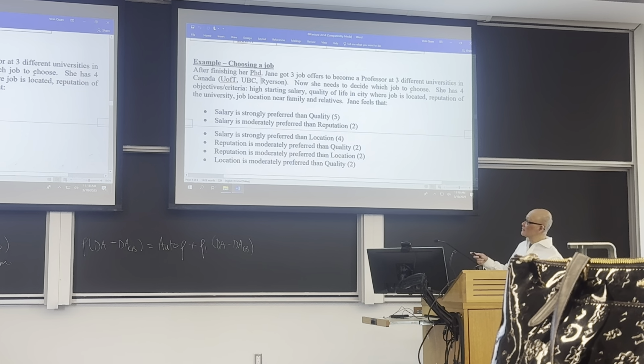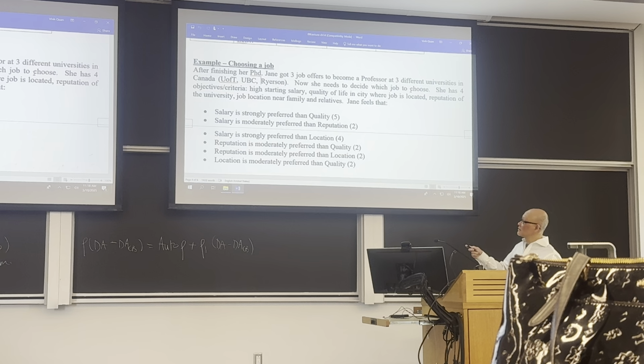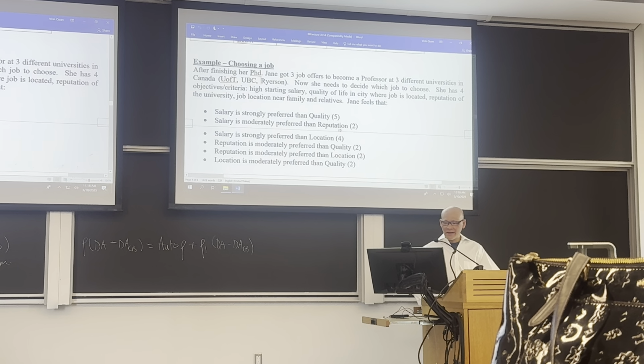She has 4 objectives or criteria: a high starting salary, quality of life in the city where the job is located, reputation of the university, and whether the job location is near family and relatives. So Jane feels that salary is strongly preferred over quality and gives a comparison value of 5. And so how do we get this 5? Salary is strongly preferred over quality.